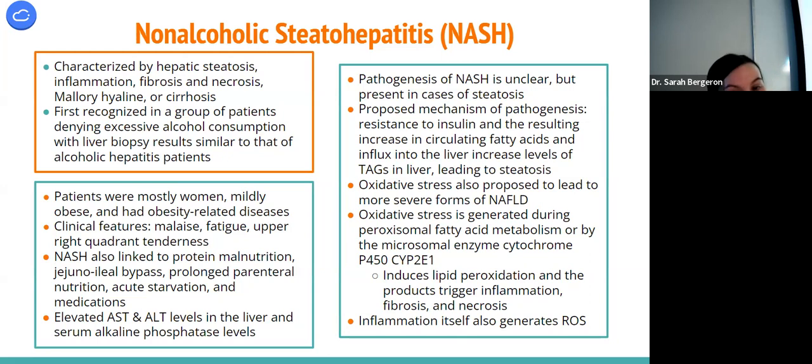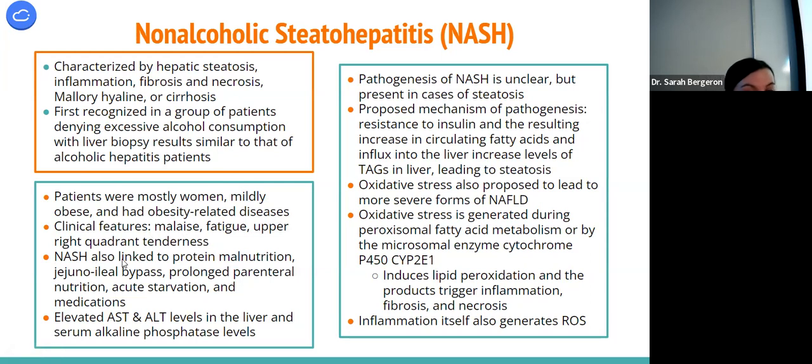So it was first recognized in this group of patients, but they had no alcohol consumption, but their liver biopsy results were similar to that as if they would consume alcohol. And patients were mostly women, mildly obese, and had obesity-related diseases, which is like diabetes or gallstones in the gallbladder. Clinical features were malaise or depression, uneasiness, fatigue, and upper right quadrant tenderness, like that was the location of the liver.